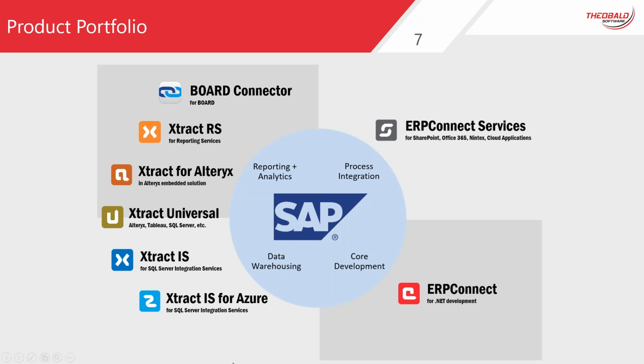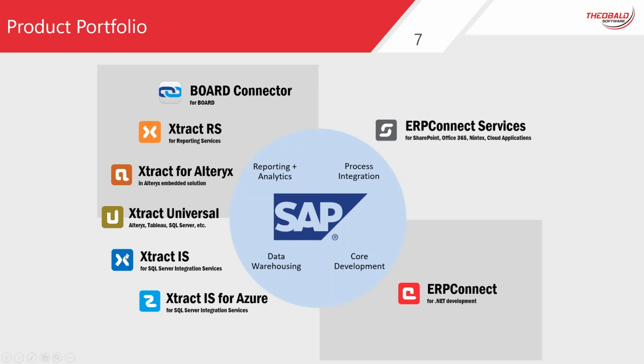When we look here, we see, for example, solutions at the bottom, Xtract IS and Xtract IS for Azure. These are our SAP connectors that can be used as a plugin in Integration Services. Integration Services is the ETL tool in the Microsoft technology. So here we have two products, two versions. One is for using on-prem with Integration Services, and the other one is to be used in the cloud version called Azure Data Factory. We will have a live demo about that.